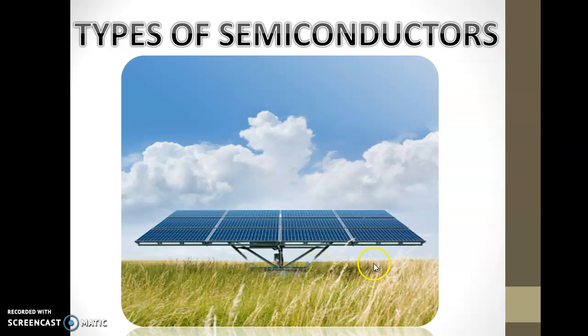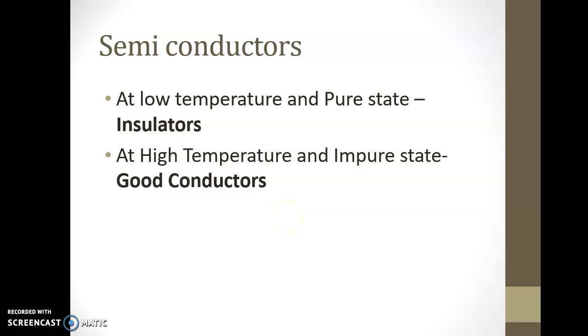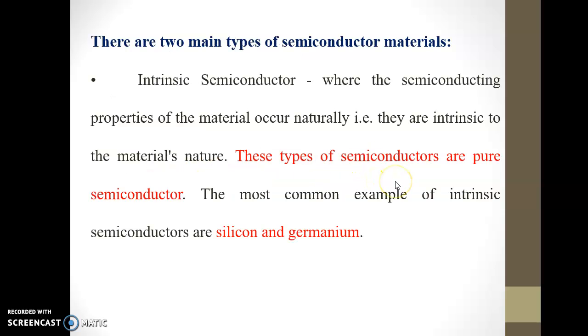Before we move on to semiconductors, let us know what is meant by semiconductors. I have given some scrambled words, which you can try out later so that you'll have knowledge of some terms that are involved in semiconductors. Actually, semiconductors are insulators at low temperature and in pure state, whereas they become good conductors at high temperature and in impure state.